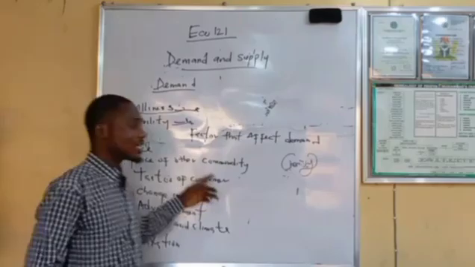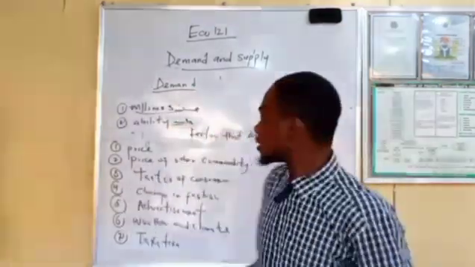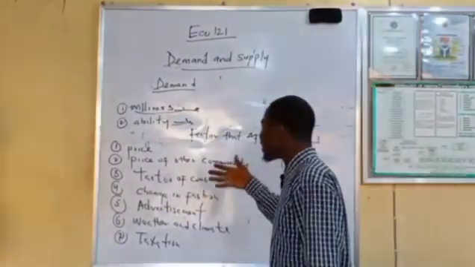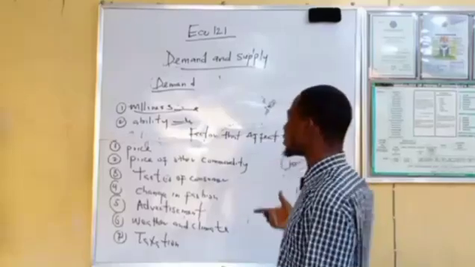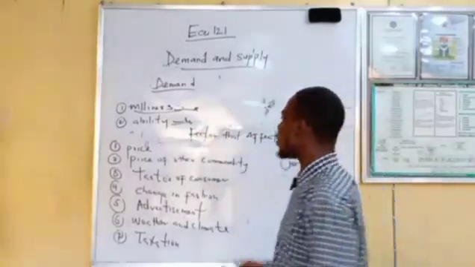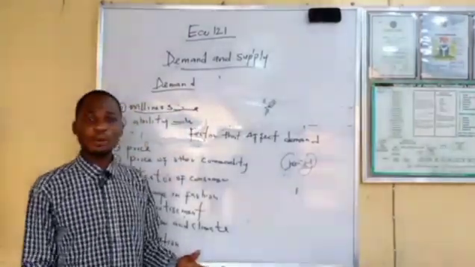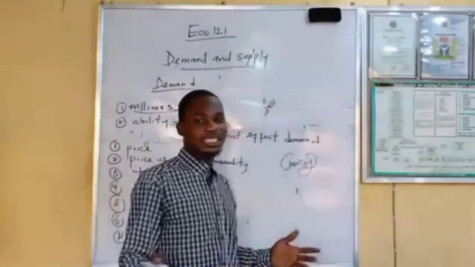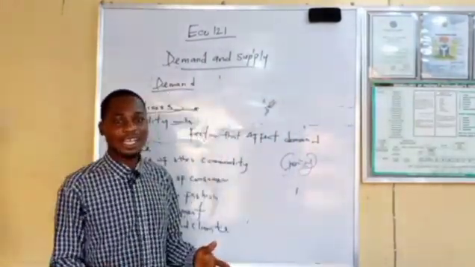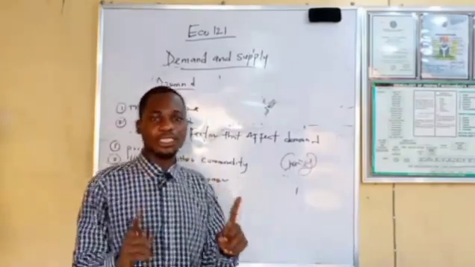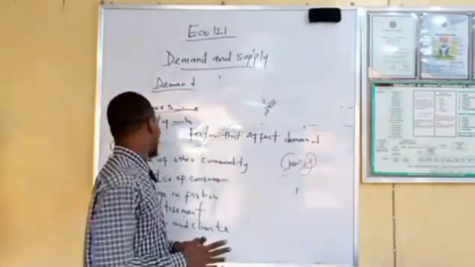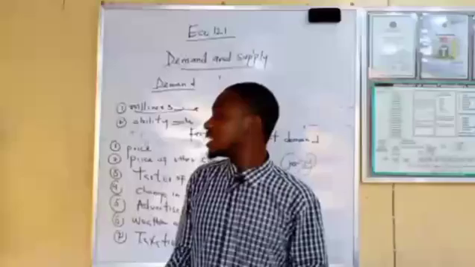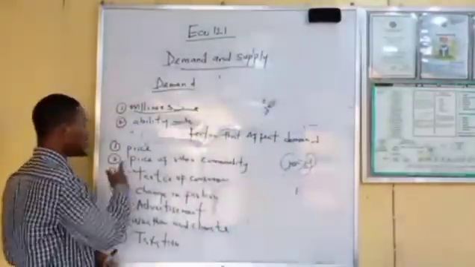Now, all these affect demand. How does it affect demand? We asked the question, what are the factors that affect demand? How does price affect demand? Price affects demand in series of ways. The first and foremost is when a commodity is placed at a specific price and the consumer doesn't have the ability to get the commodity, definitely it is going to affect demand.